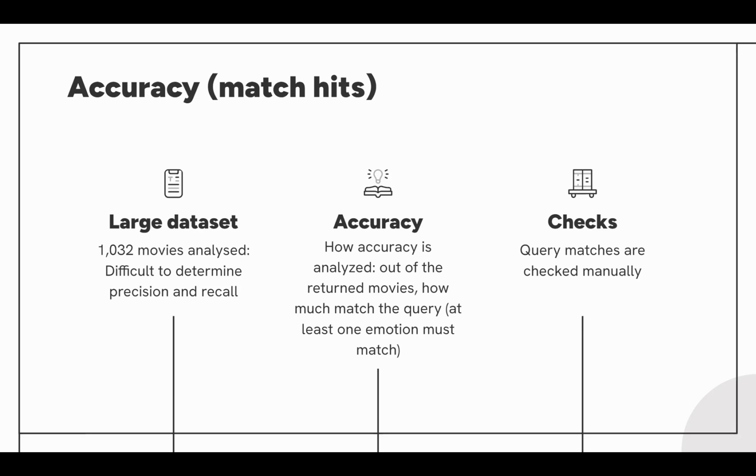So how do the movies which are returned match the emotions or genre that we try to work with in our query? How we solve this is by checking every result of every query manually to see if the movies that we got matched our query emotion.